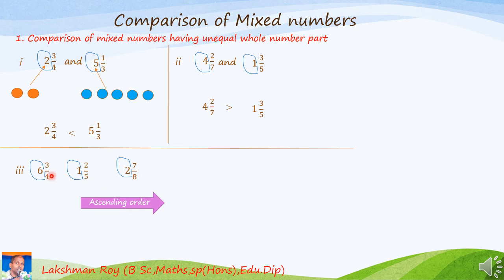Smallest whole number, here 1. So that means 1 and 2/5 is the smallest mixed number. Then 6 whole ones and 2 whole ones. So this one is somewhat bigger than this one, so 2 and 7/8 is bigger than this one. Then the biggest one is 6 whole ones, that is 6 and 3/4. Right, you can put the inequality, this one big and this one big.